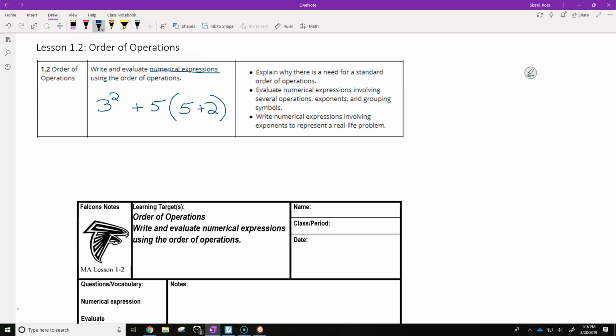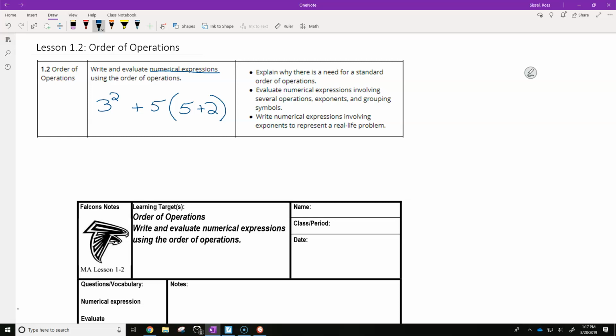Numerical means number. An expression is like if someone smiles at you, they didn't tell you they're happy or that they like you, but you got their expression, you kind of know what it means. A numerical expression means, hey, I have a problem, but I don't have the answer yet. So a numerical expression is just a problem without the answer, only using numbers. In algebra, we do something called algebraic expressions, and that will have a variable in it.